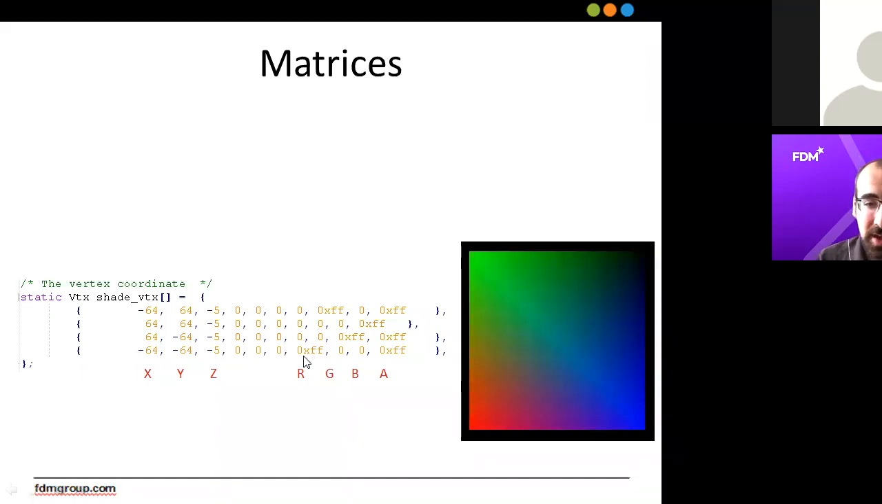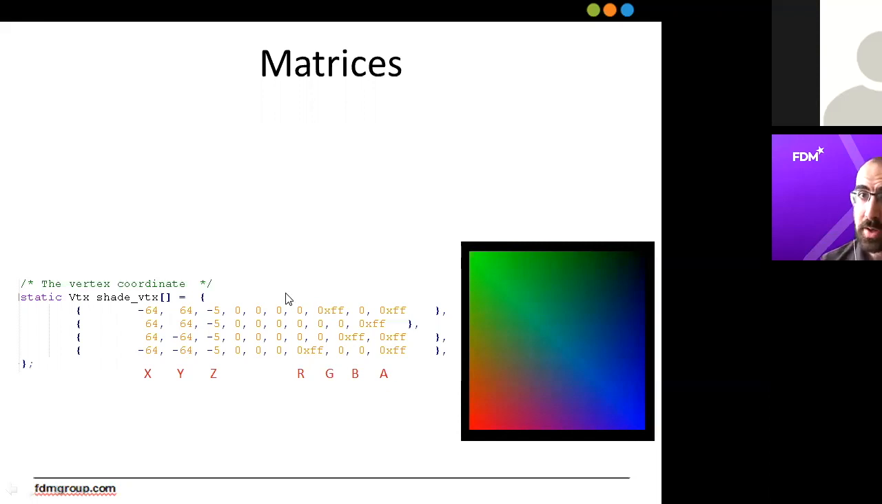So red over here is full red, zero green, zero blue, and full alpha, which means entirely opaque. It's not transparent. And you can tell -64, -64 is at the bottom left. From then on, you can deduce all the other ones. Zero red, zero green, full blue is the bottom right. Zero red, zero green, zero blue means black. That's the top right. And finally, zero green is top left. So this is like a matrix coordinate, and this is how 3D objects are represented.